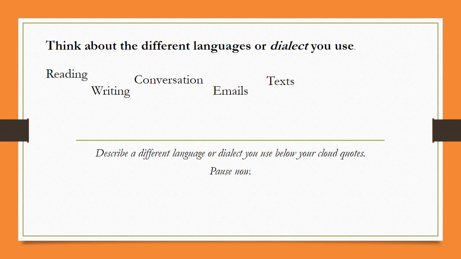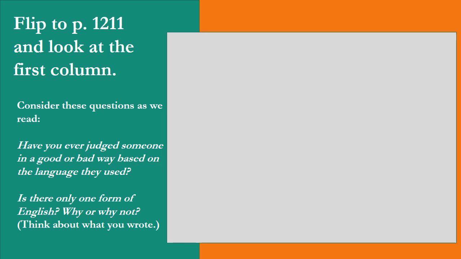Good. Now that you have written about a different language or dialect you use, let us continue. Flip to page 1211. Look at the first column. Consider these questions as we read. Have you ever judged someone in a good or bad way based on the language they use? Is there only one form of English? Why or why not? Think about your cloud quotes that you wrote. Think about the context clues that we looked at in Tan's essay, such as the block quotes. Also, consider the prompt that you wrote. We are beginning reading at the top of page 1211.